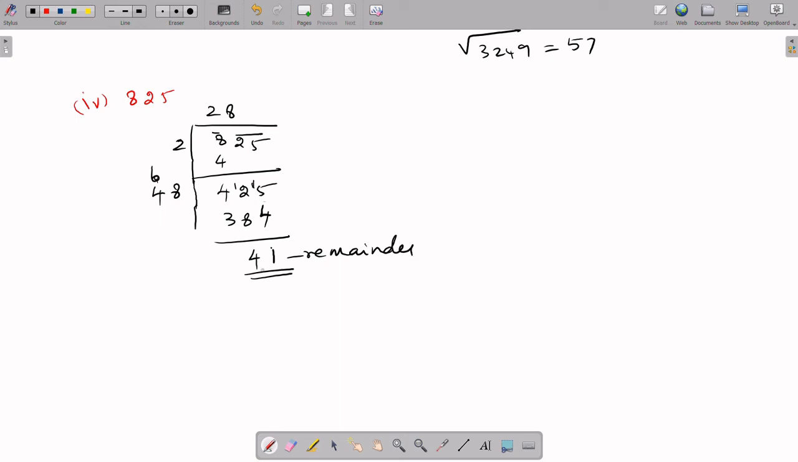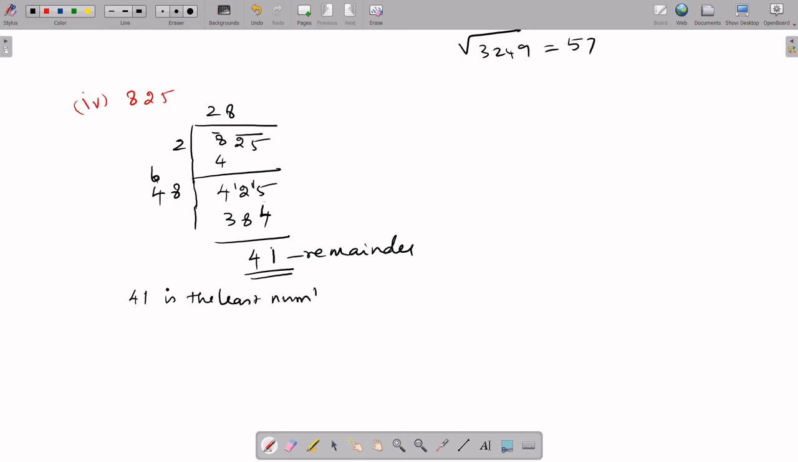If it is not, this is beyond 41. Suppose instead of 41 you get 49, then you have to go for 9, and then you have to find out the remainder. This is the way you have to do it. And so the least number to be subtracted is 41.